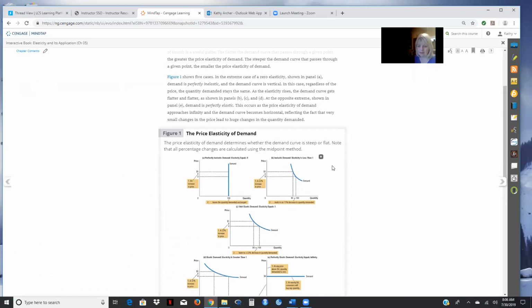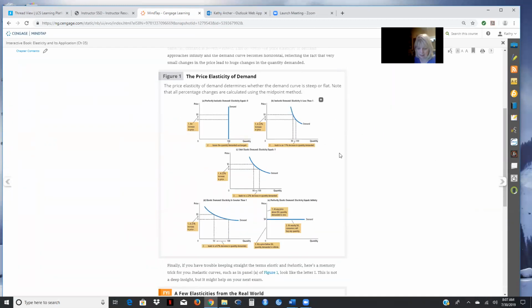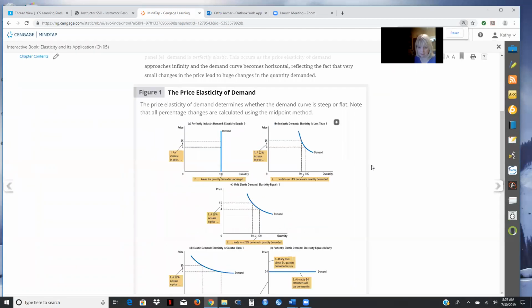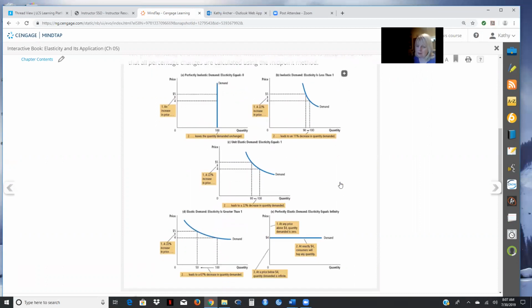5-1D, and this figure right here shows us a variety of demand curves. I'll make that a little bigger so it's easier to see. So if demand is perfectly elastic, that means that no matter what the price, the quantity stays the same. Sounds like somebody in our problem, doesn't it? Just saying.